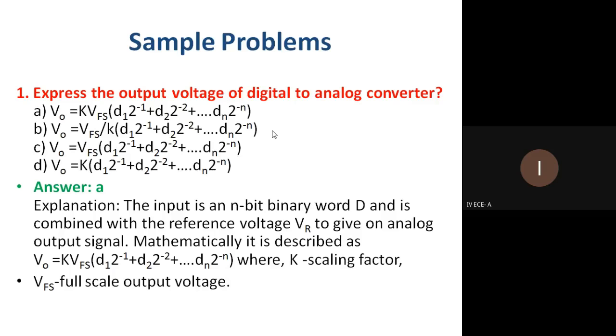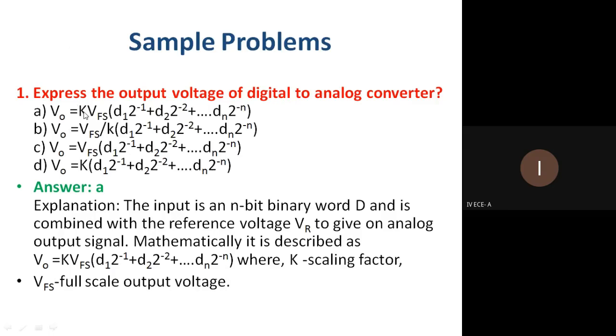Right. So first problem, express the output voltage of a digital to analog converter. For example, four options are given. VO is equal to K into VFS into D1 into 2 power minus 1 plus D2 into 2 power minus 2 plus, and so on, Dn into 2 power minus n.